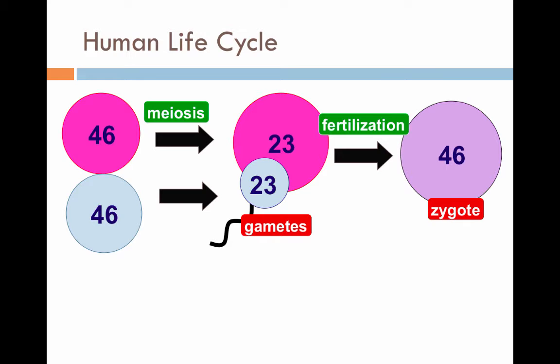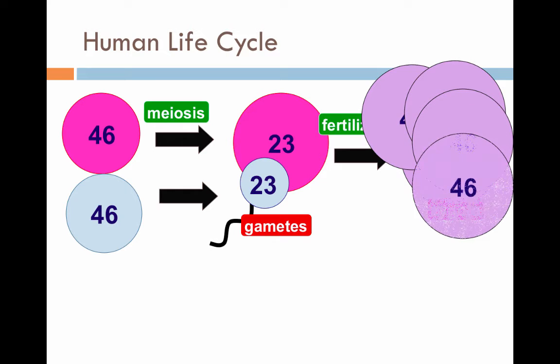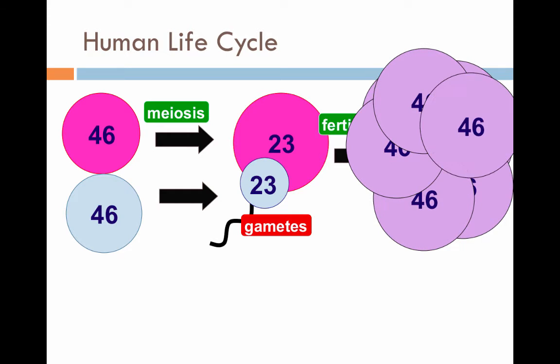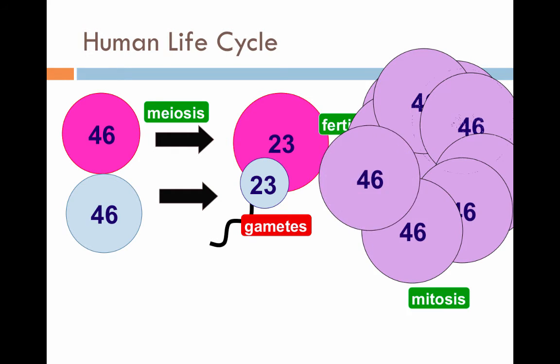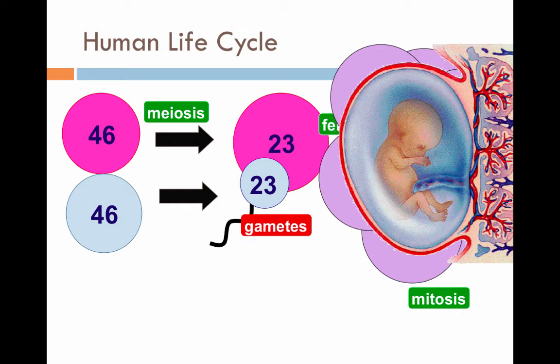The zygote then immediately starts dividing inside a woman's body. It will divide 1,000,000 times through the process of mitosis. Notice how each time it divides, it creates genetically identical copies of itself? That's because it's mitosis. Eventually, all these cells will create a baby, and the baby's cells will continue to go through mitosis the rest of its life until it becomes an adult.